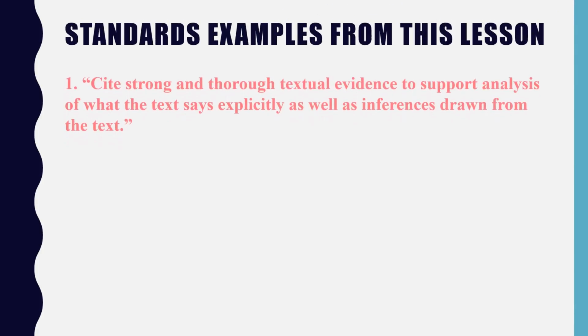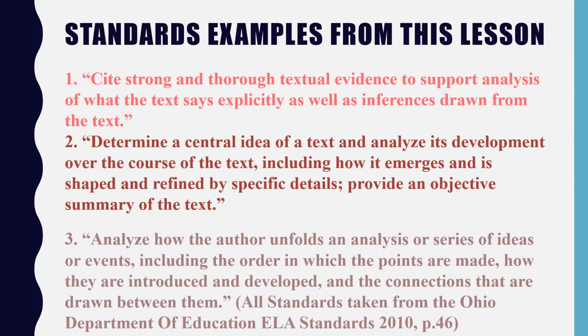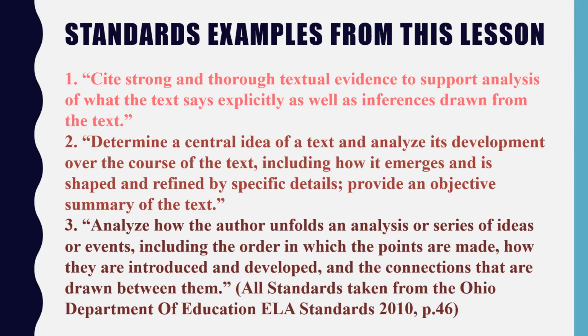Some standards that will be used in this lesson from the document are to cite strong and thorough textual evidence to support analysis of what the text says, explicitly as well as inferences drawn from the text, to determine a central idea of a text and analyze its development over the course of the text, including how it emerges and is shaped and refined by specific details, provide an objective summary of the text, to analyze how the author unfolds an analysis or series of ideas or events, including the order in which the points are made, how they are introduced and developed, and the connections that are drawn between them. And all these standards are taken from the Ohio Department of Education ELA standards.